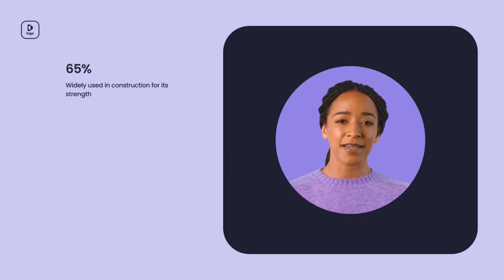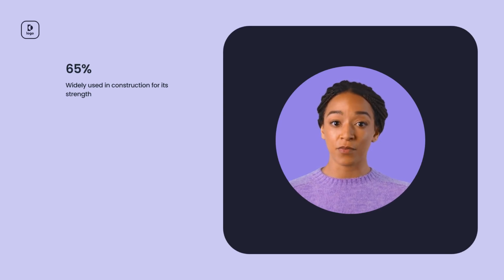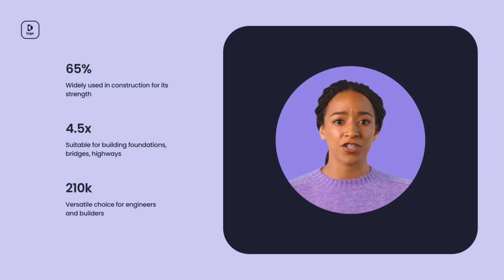Portland Cement ASTM-C150-TYPE is widely used in construction due to its strength and durability. It is suitable for a range of applications, including building foundations, bridges, and highways, making it a versatile choice for engineers and builders.